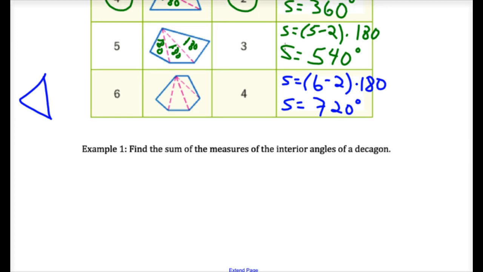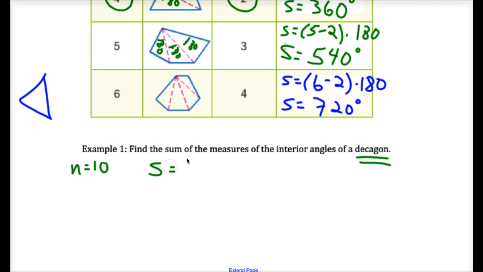All right, here's what you guys are going to have for your homework. Find the sum of the measures of the interior angles of a decagon. They did not show us the shape or tell us how many sides it has. How many sides does a decagon have? 10. So n equals 10 for a decagon. We're not going to try to draw it. It's really tough to draw a 10-sided figure. Okay? So let's use our formula.